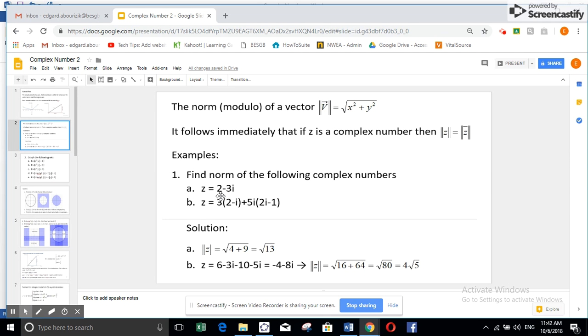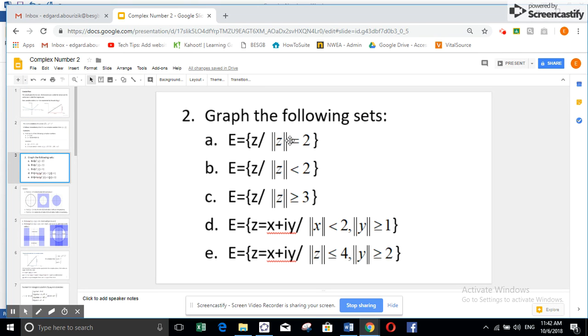Example 1, find the norm of the following complex numbers. Here a is 2, b is minus 3, so you square 2 and you square minus 3, and even if you have z bar, 2 plus 3i, it's the same as we said here. And if you have this expression, you expand, you have minus 4 minus 8i, so it will be square root of 16 plus square root of 64, so this will be 4 root 5, the norm for example 1b. Now we're going to graph this set.